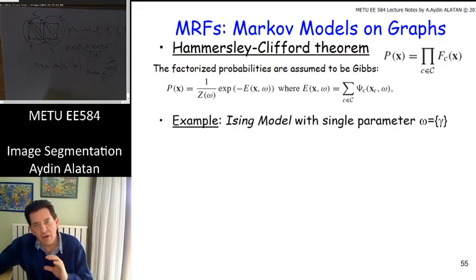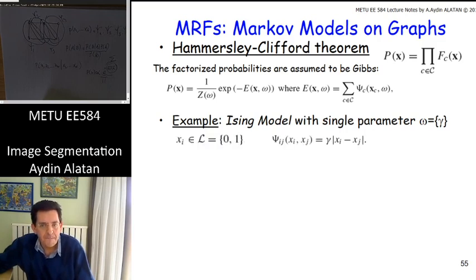Now, let me show an example. The Ising model, something from physics, statistical mechanics. Assume we have a single parameter, gamma. Our model is this. We have x1, x2, x3. Every pixel has a label, unknown, 0 or 1, binary. Two labels: foreground, background, object 0, object 1.